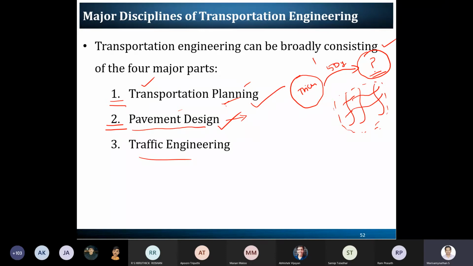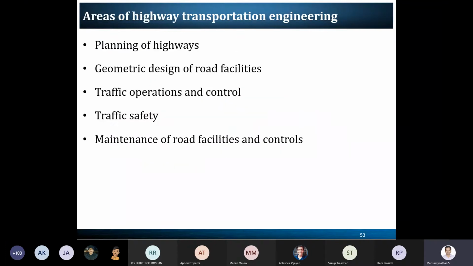So that's the continuation between what you have studied in this semester and the next semester. So these are the three major disciplines. Definitely, in case in the future you get an interest in the field of transportation engineering for your masters, you must know these three disciplines: transportation planning, traffic engineering, and pavement design. Okay, with that, the highway transportation engineering.